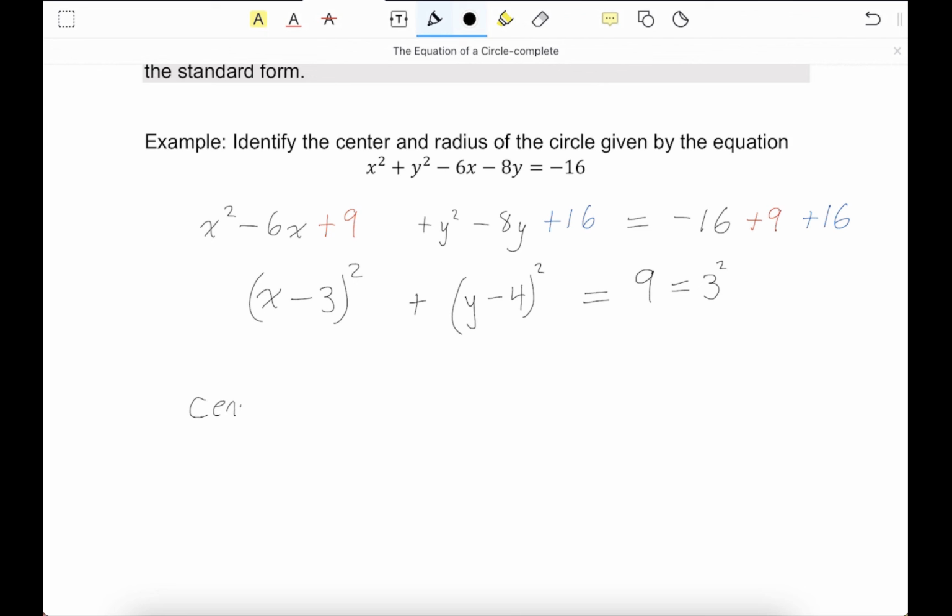The center is at 3, 4. And the radius is 3.